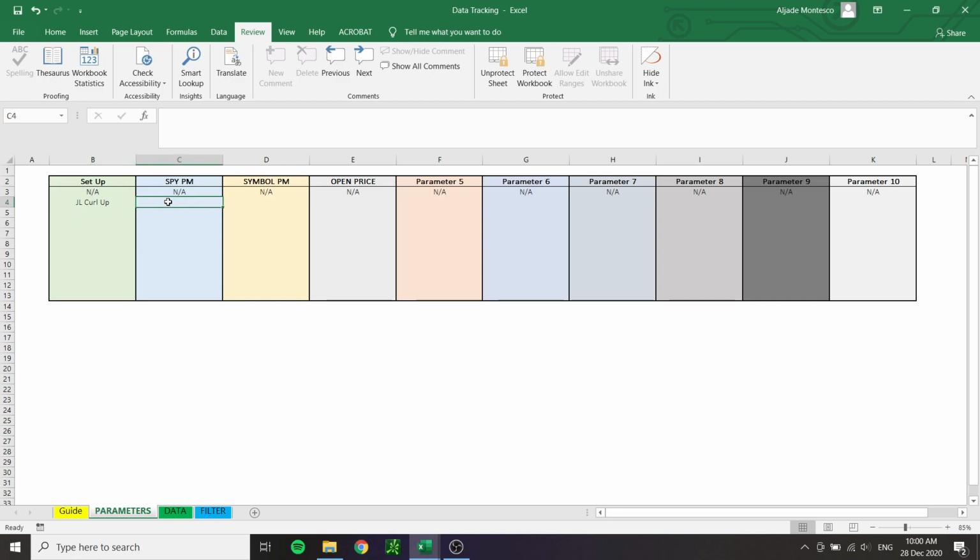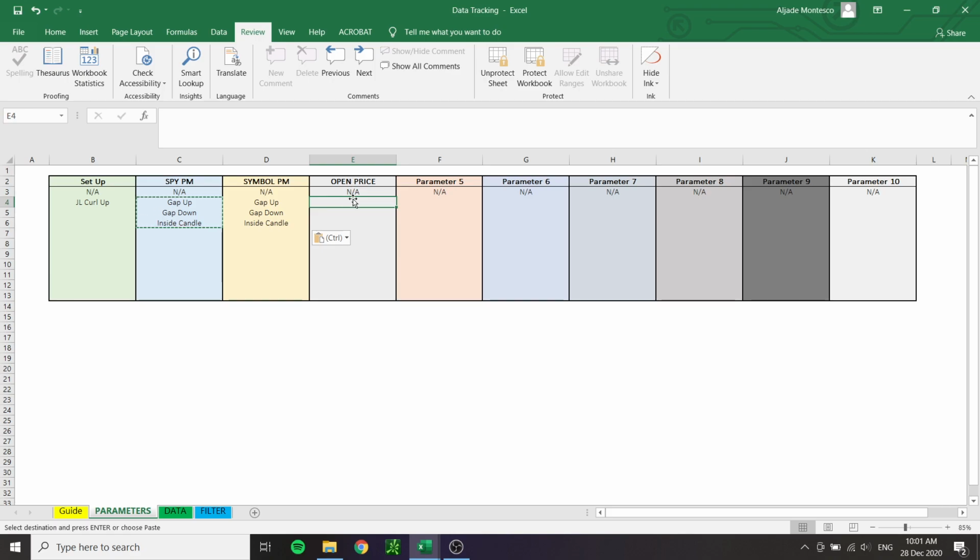The next one would be SPY pre-market. So we have here gap up, gap down, and an inside candle. What this means is, if it is gapping up in pre-market, it is above the previous day's high, and if it's gapping down, it's below the previous day's low. Inside candle is if it is just within the high and the low of the previous candle. And the symbol pre-market can be any stock that you choose, and it has the same parameters.